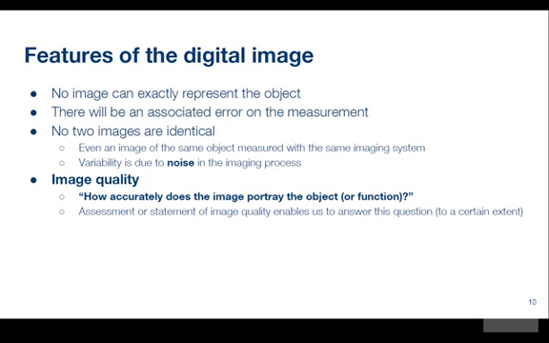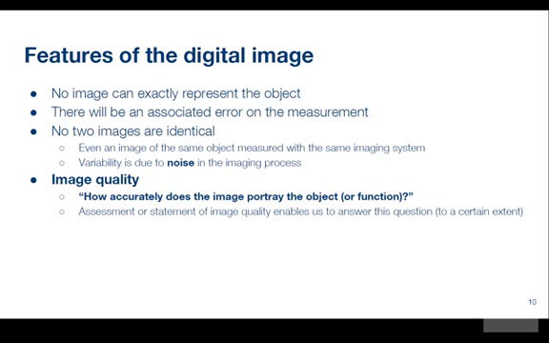Now, I've already said that an image is just a representation. Okay, it's not necessarily a true representation or exact representation. It's, I guess, a sampled representation of the object. Okay, and this means there's going to be some error on the measurement we make.